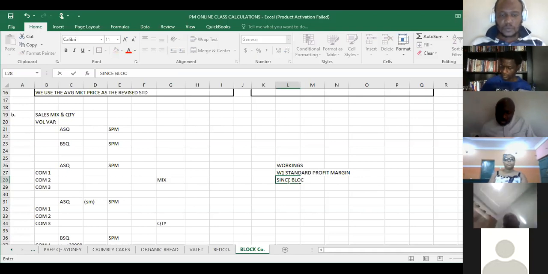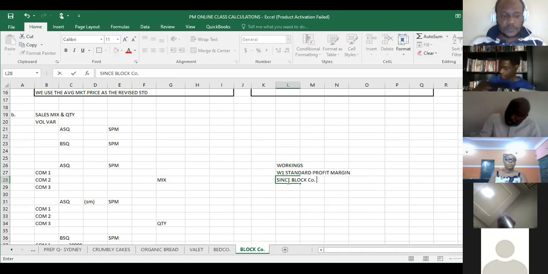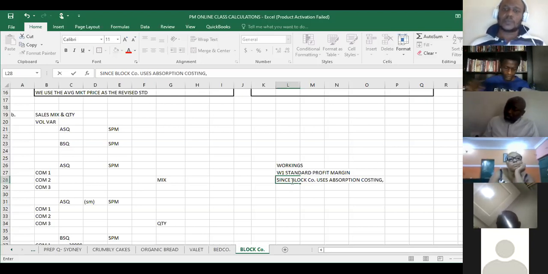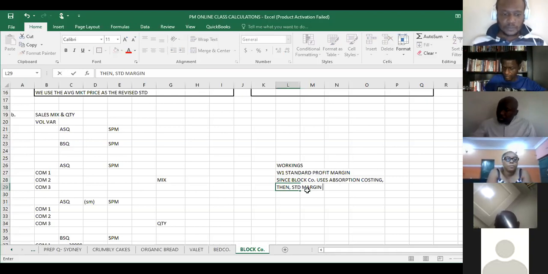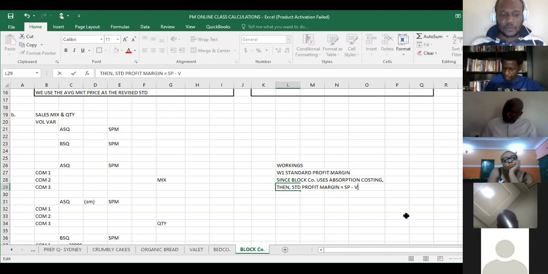Since Block Co uses absorption costing, what we can say now is that the standard margin, that's our standard profit margin, will be equal to the selling price minus the variable cost per unit minus the fixed cost per unit.